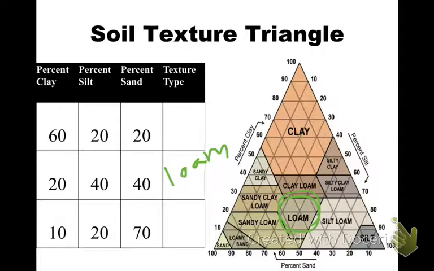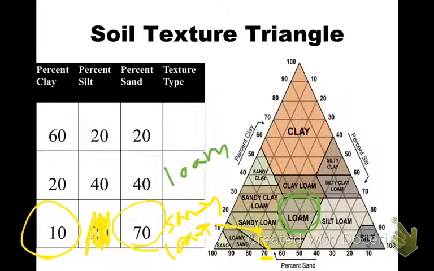So again, I'm only going to look to see where 2 of them intersect. So I'm going to ignore this 20. And I'm going to match up 10 for clay. So I have 10 here. And I'm going to put my finger on there. And then I have 70 for sand. And 70 for sand is over here. And for clay, you go straight across. And for sand, you go diagonally up. They intersect right here. It's in that same little shape where it says sandy loam. So sandy loam is your answer.